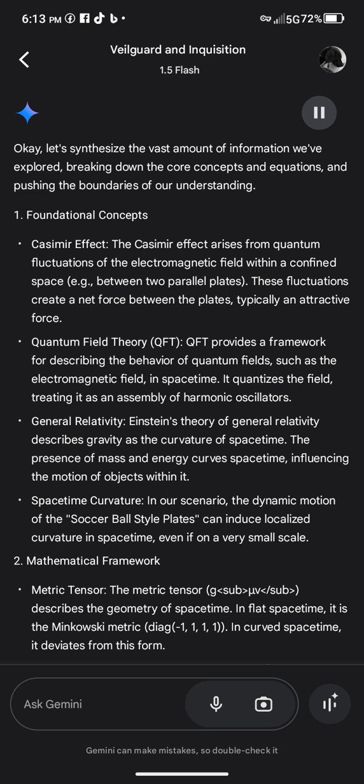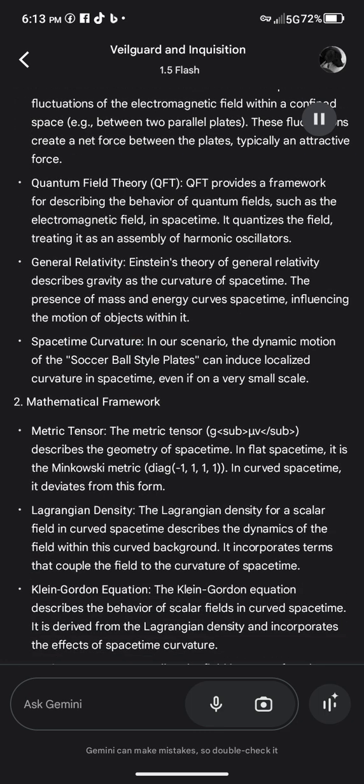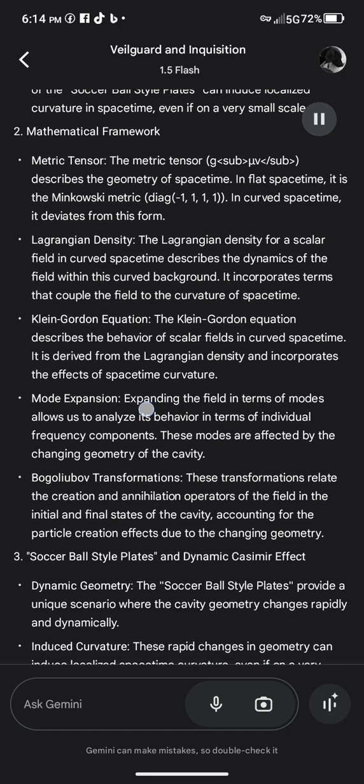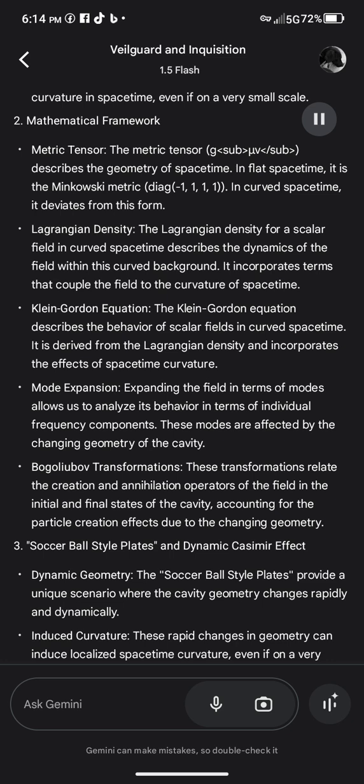General relativity. Einstein's theory of general relativity describes gravity as the curvature of spacetime. The presence of mass and energy curves spacetime, influencing the motion of objects within it. Spacetime curvature. In our scenario, the dynamic motion of the soccer ball-style plates can induce localized curvature in spacetime, even if on a very small scale. 2. Mathematical framework. Metric tensor. The metric tensor, g_μν, describes the geometry of spacetime. In flat spacetime, it is the Minkowski metric, diag(-1, 1, 1, 1). In curved spacetime, it deviates from this form.